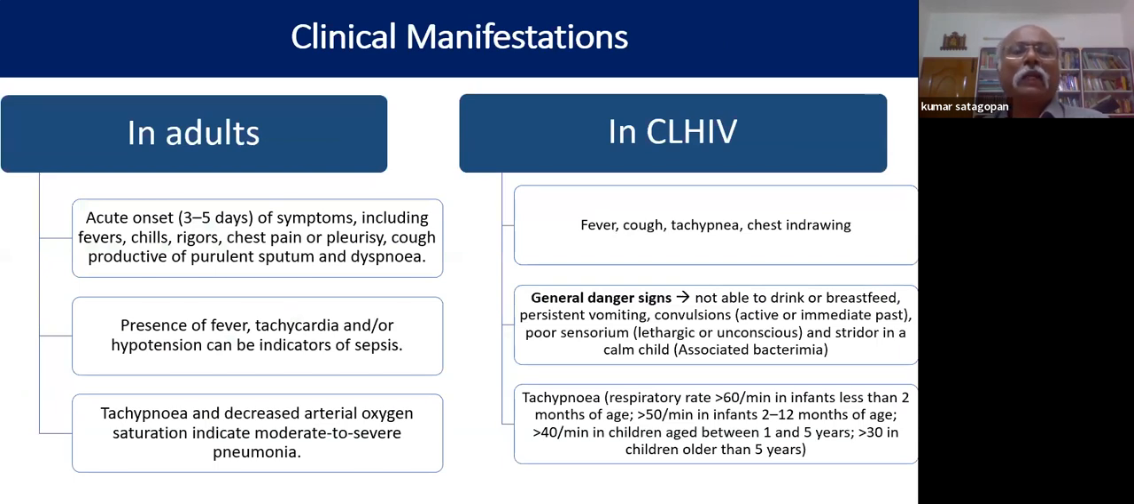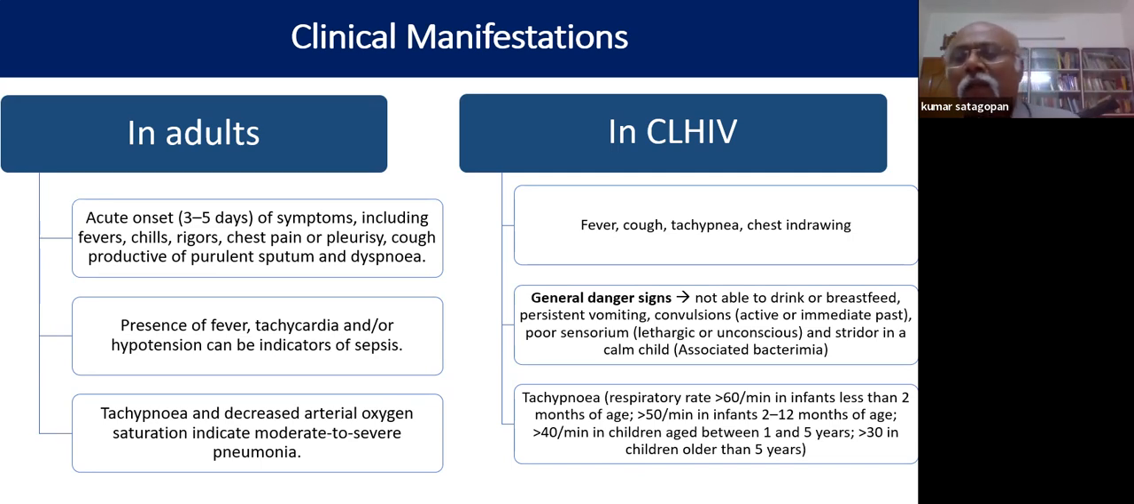So what is the clinical manifestation? Acute onset. Remember that here it is acute onset, whereas in other conditions like TB and PCP, it will be subacute and chronic. Symptoms include fever, chills, rigors, chest pain or pleurisy. Cough is productive, purulent, sometimes blood stained. Fever, tachycardia, hypotension can be indicators of sepsis. Whenever there is bacteremia and sepsis, there will be hypotension, tachycardia, high-grade fever.